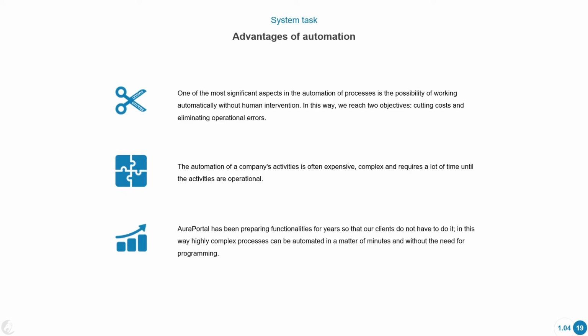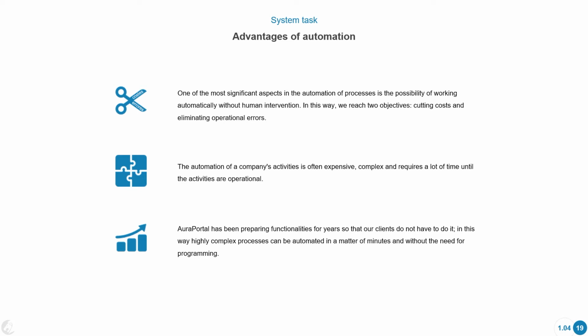System tasks. We're going to see some advantages of the automation. One of the most significant aspects in the automation of processes is the possibility of working automatically without human intervention. In this way, we are going to reach two objectives: cutting costs and eliminating operational errors.